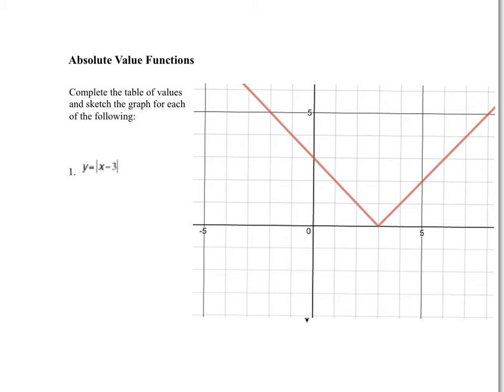For each of these absolute value functions, I ask you to do three things. Sketch the graph, and then state the domain and range, and write a piecewise function. So here's what the graph of the first one should have looked like. What would you say the domain of that is?